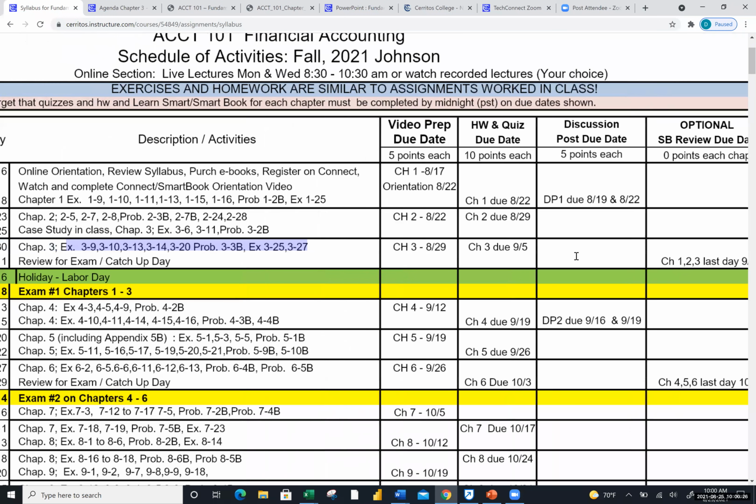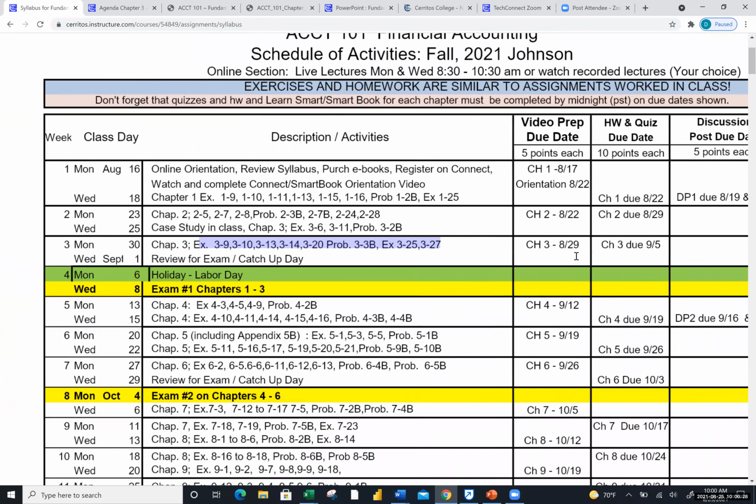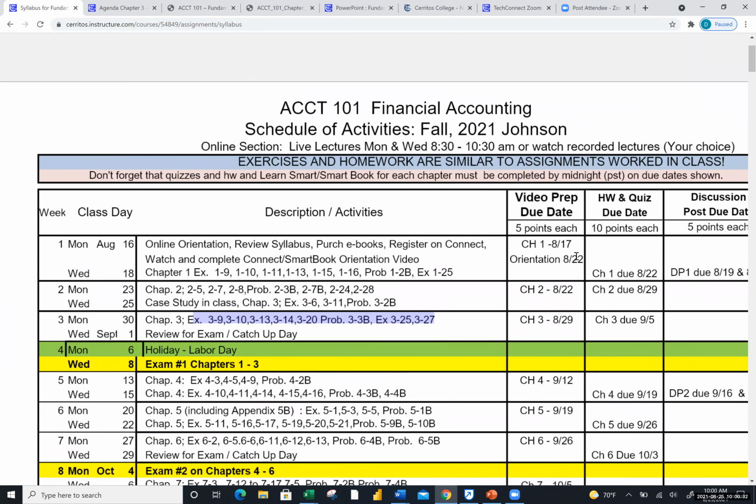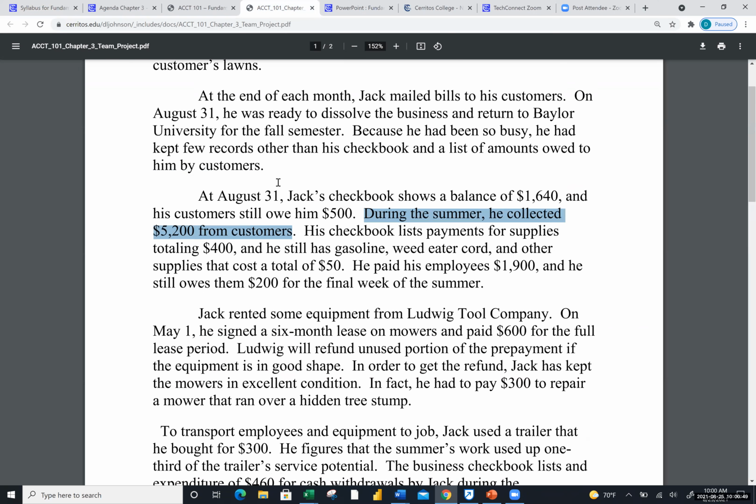And then again, if you weren't here at the start of class, make sure you watch the recording. I'm giving you guys an opportunity to earn some bonus points, 5 bonus points on doing a project that I introduced at the start of class on a lawn mowing business. It was actually a final exam question in an Accounting 100 class, not mine. We talked about it at the start of class. Here it is on the screen.